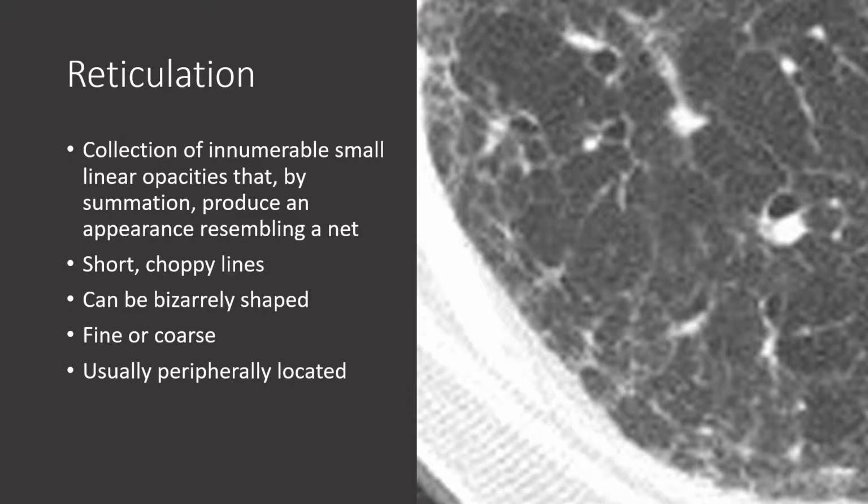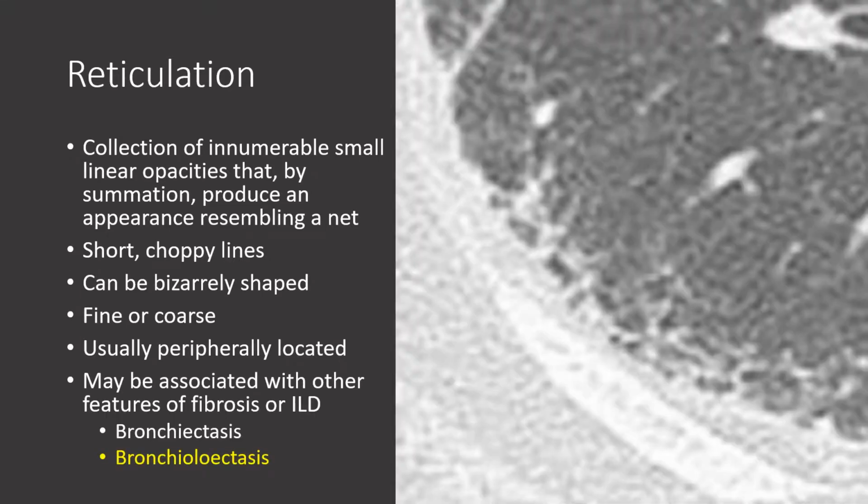On the right is a zoomed up image of the right lower lobe. Note the coarse appearing lines in the periphery of the lung representing reticulation in red. These are typically associated with pulmonary fibrosis. As a result, other features of fibrotic lung diseases may be present, such as traction bronchiectasis or traction bronchioloectasis.